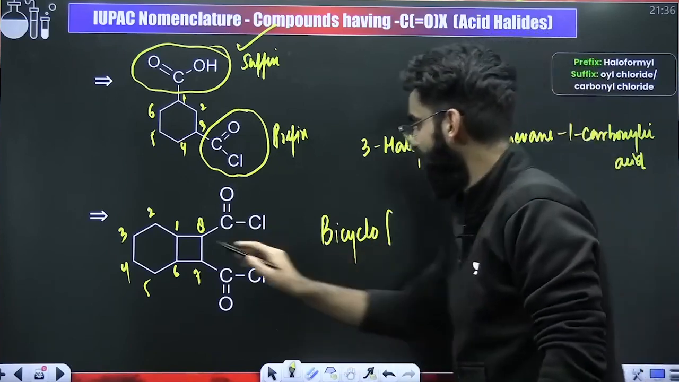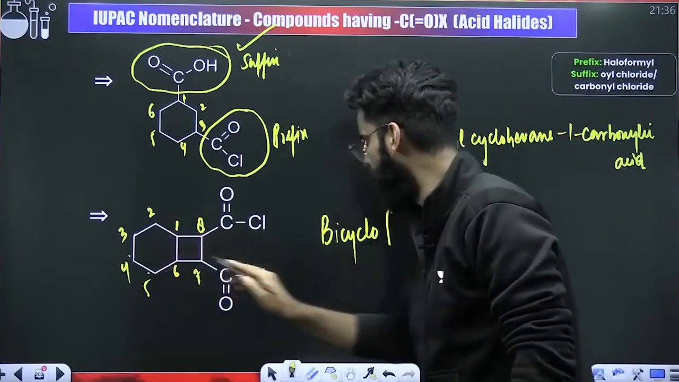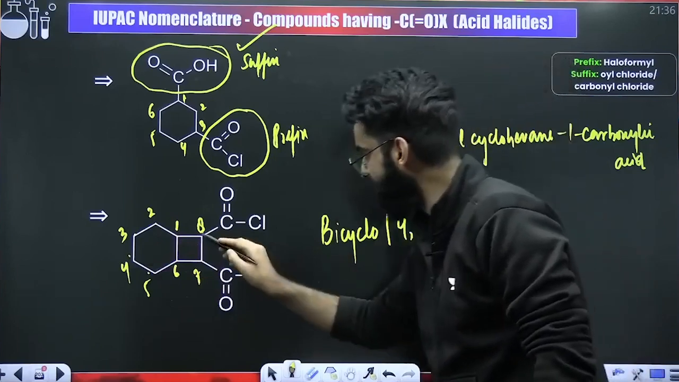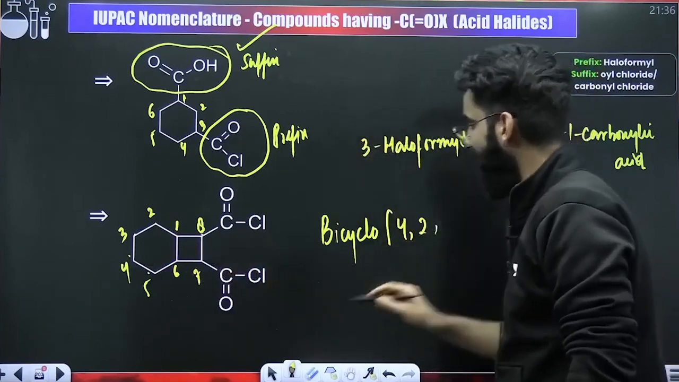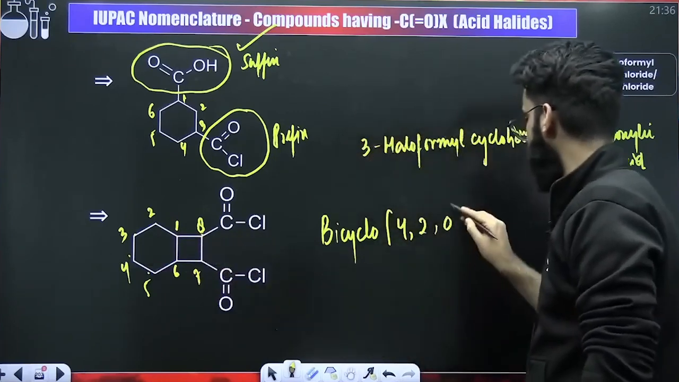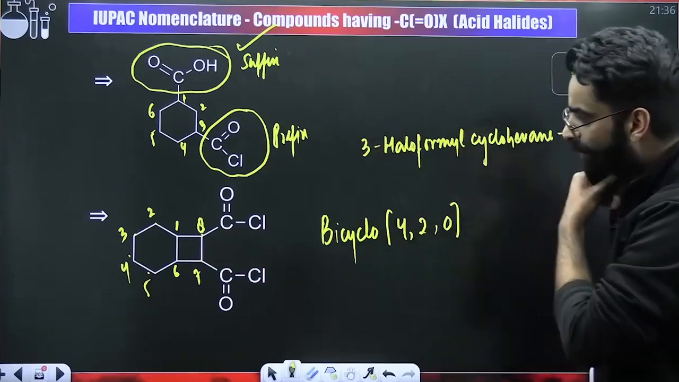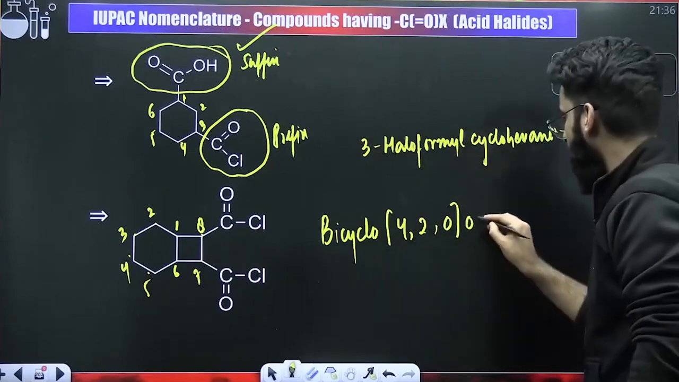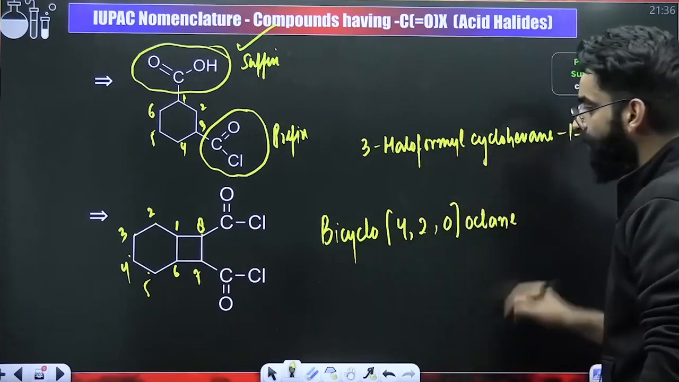Now, in the larger size ring, 1, 2, 3, 4. In the smaller size ring, 1, 2. In the middle, shortest path, there is no carbon. 4, 2, 0, right? So how many total carbons? 8.